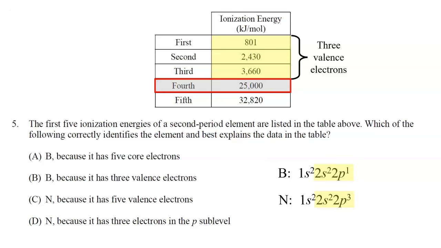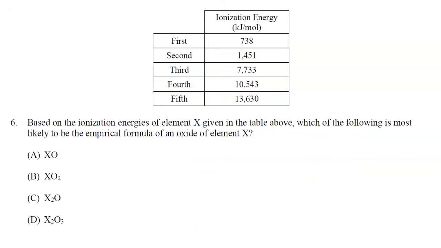And we are looking for an element that has 3 valence electrons. So the correct answer to question 5 is B. The identity of the element is boron because the data in this table tells us that this element has 3 valence electrons. Now, let's take a look at question 6.